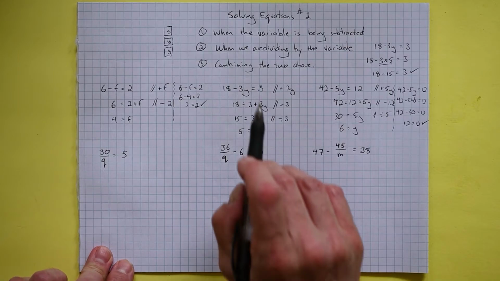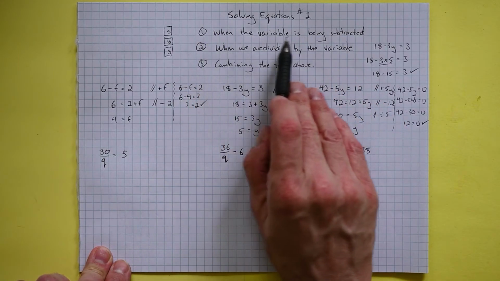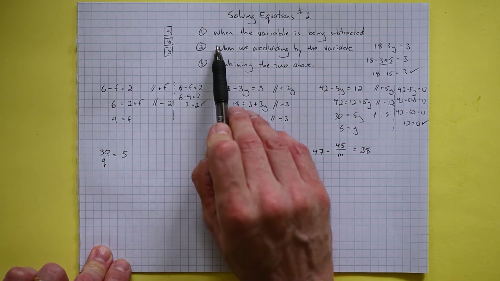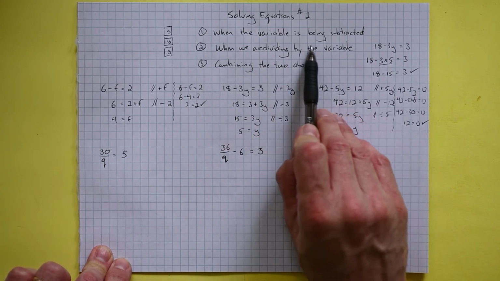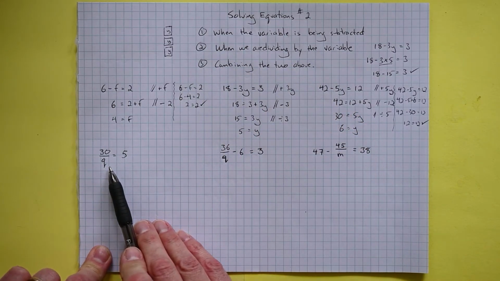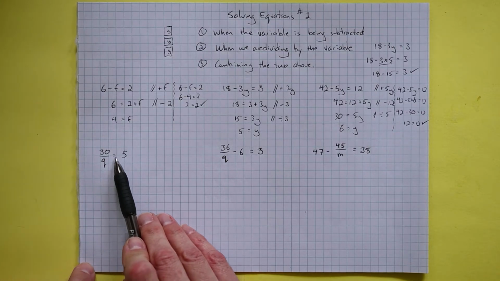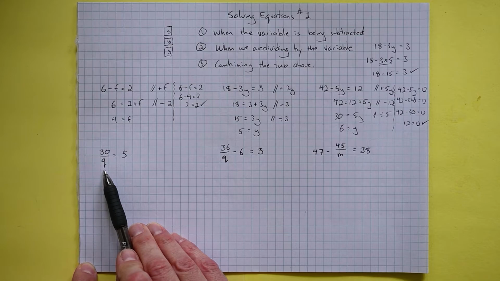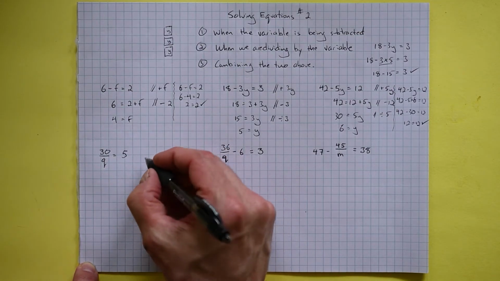Okay, so that's when the variable is being subtracted. Now we want to take a look at how we handle it when we're dividing by the variable, as is the case here. We're dividing by q. Well, we don't like that situation because we haven't seen it before, but we can get rid of it by using opposite operations, so you guessed it.